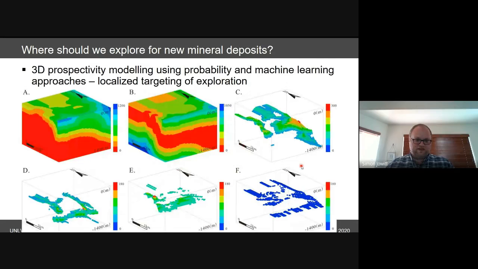And we can actually take this a step further. We can make 3D models to actually understand the distribution of areas that are interesting for mineralization, not just at the Earth's surface, but also underground, using a variety of different data and things like machine learning to enable us to interrogate data better to understand where we might find new areas of mineralization.